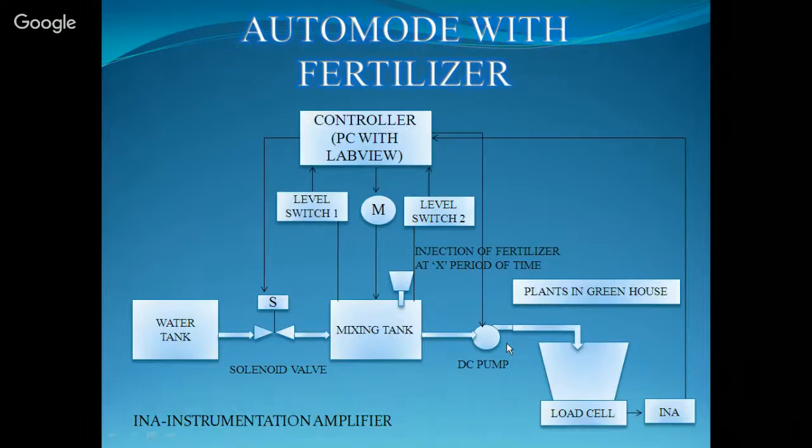First, auto mode with fertilizer. In this mode, the irrigation process is done by measuring the moisture content of the soil, and the plants are irrigated with both water and fertilizer.